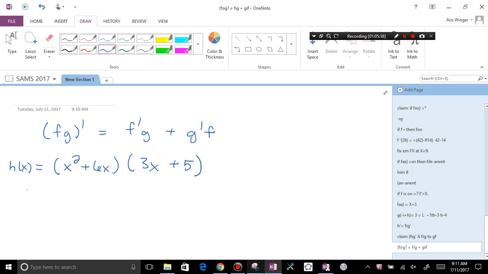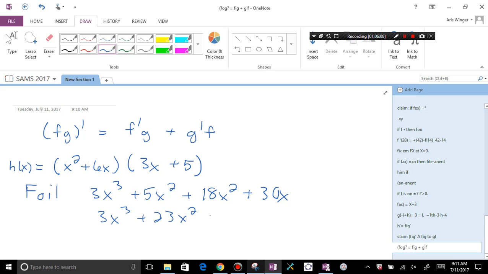That's h of x. Let's FOIL first. Then it's x squared times 3x, so 3x to the third, plus 5x squared plus 18x squared plus 30x. That gives 3x cubed plus 23x squared plus 30x. This is still h of x.